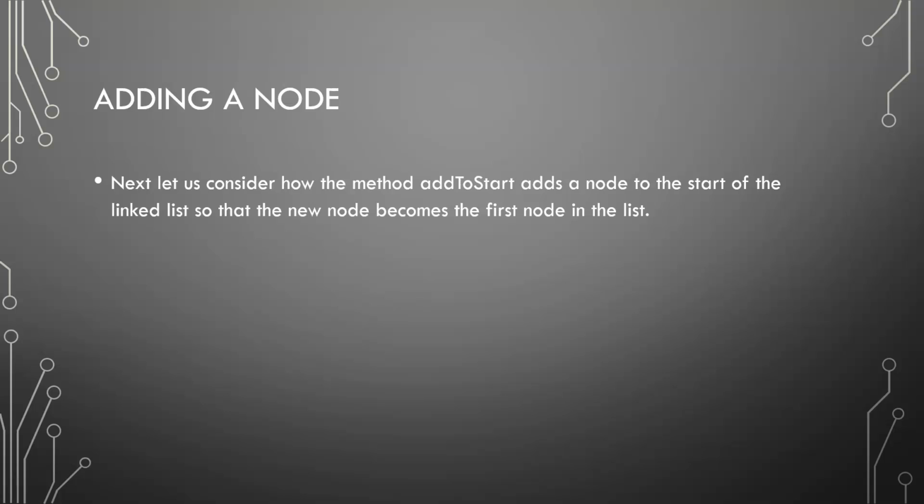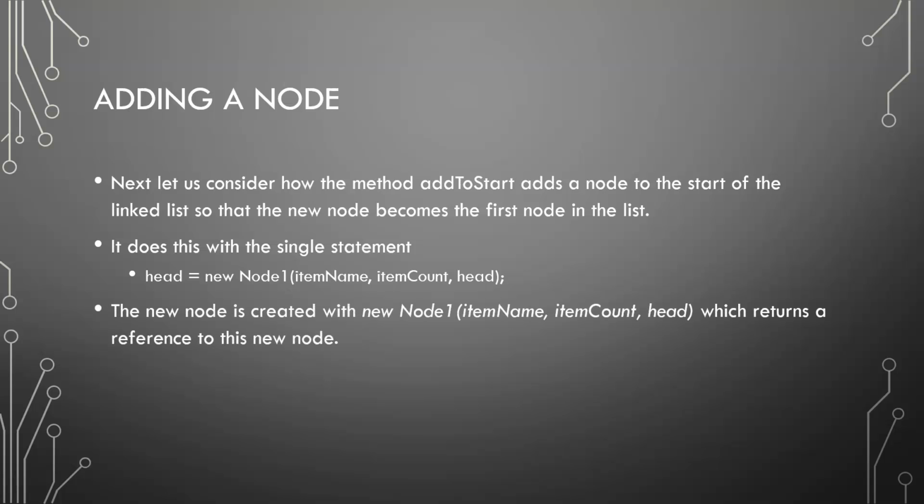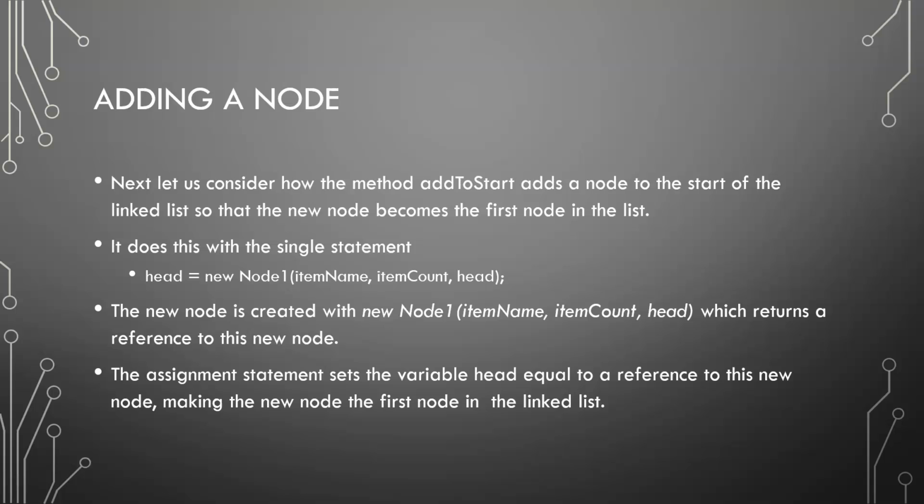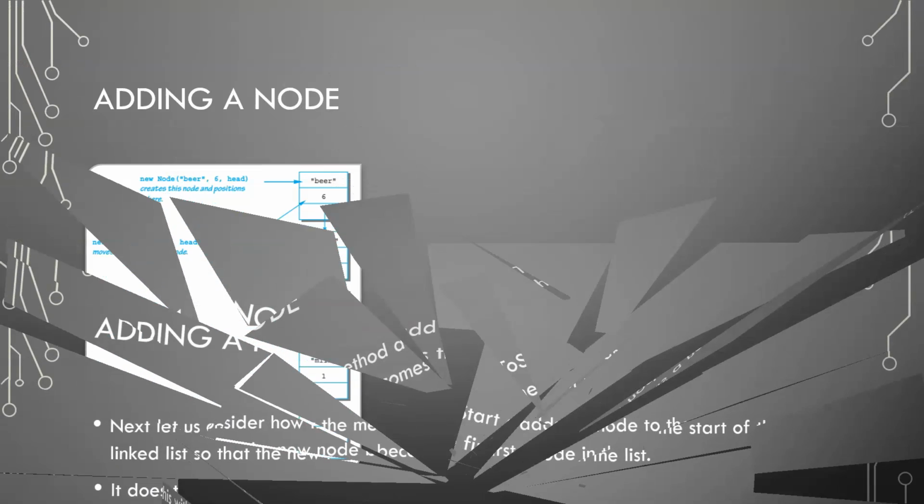So let's consider how the method add_to_start adds a node to the start of the linked list so that the new node becomes the first node in the list. It does this with a single statement: head = new Node1(itemName, itemCount, head). The new node is created with new Node1(itemName, itemCount, head), which returns a reference to this new node. The assignment statement then sets the variable head equal to a reference to this new node, making the new node the first node in the linked list.